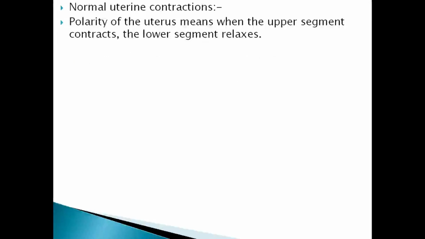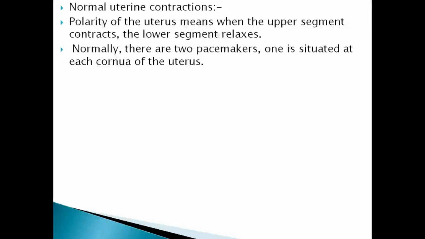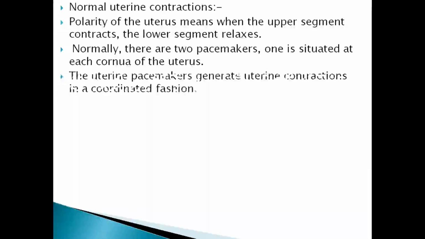Normal uterine contractions show polarity of the uterus, which means the upper uterine segment contracts and the lower uterine segment relaxes. Normally, there are two pacemakers, one situated at each cornu of the uterus. The uterine pacemakers generate uterine contractions in a coordinated fashion.